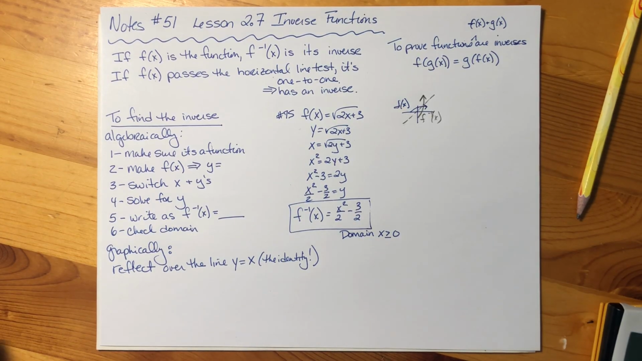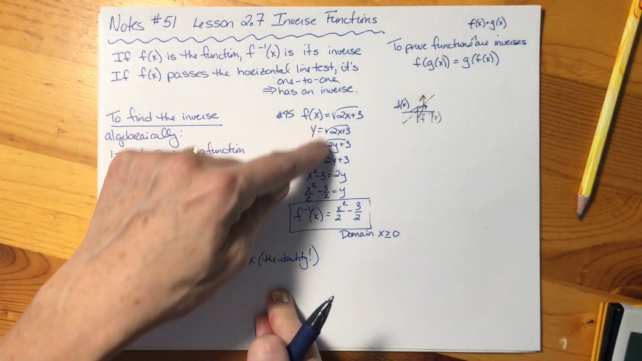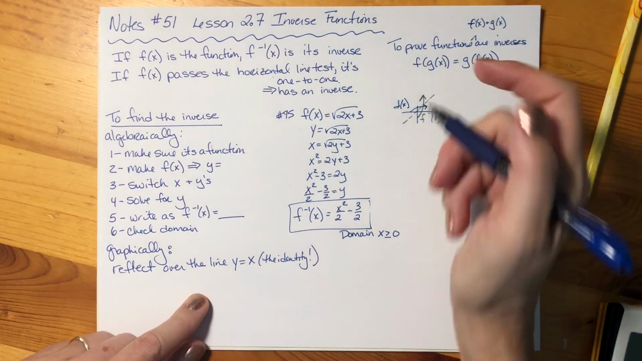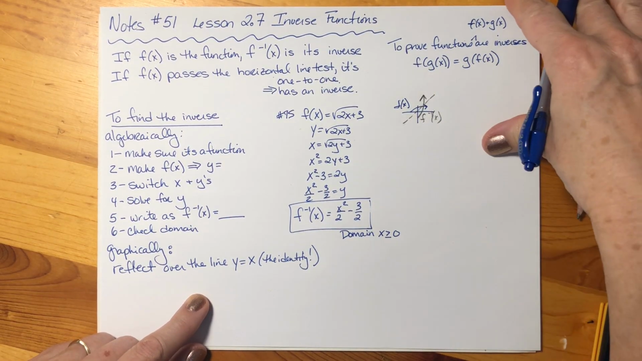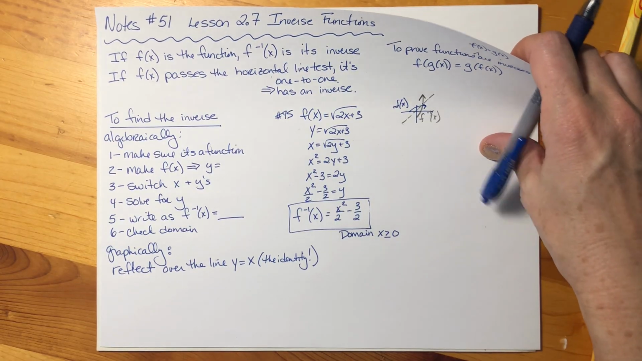So there are two ways you could go. You could do it algebraically, like we did here, following all the steps. Or if you're just given a graph and somebody says, hey, find the inverse, you can go ahead and graph it, okay? Ready to try another one?